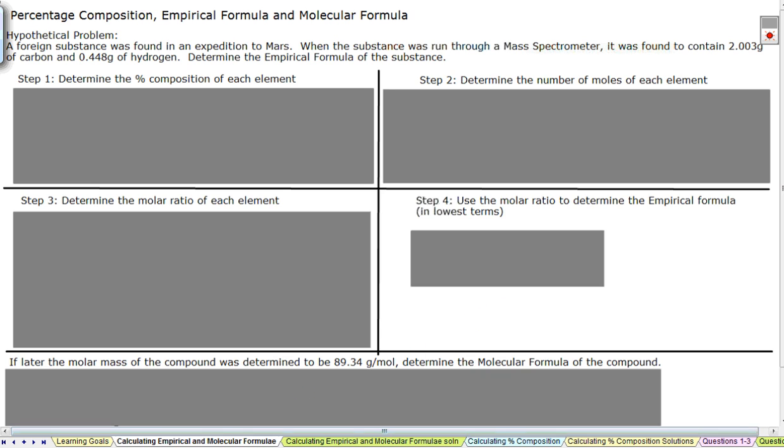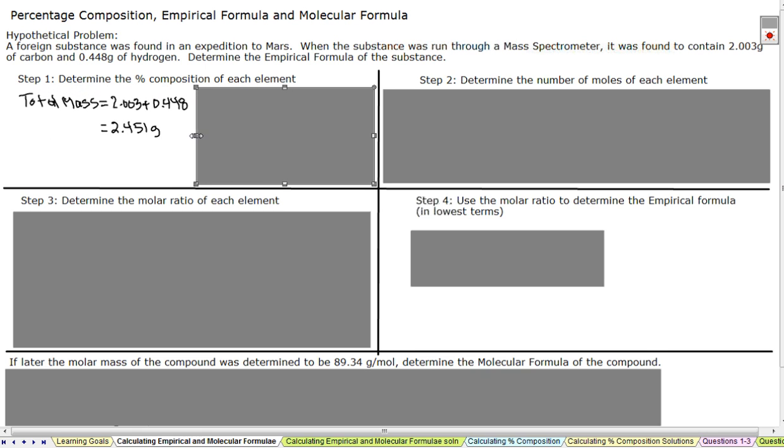Now what I've done here is I've broken this down into different steps, and you may want to take a second, pause the video, and write out each of the steps as I've shown you here. Okay, I'm going to take you through how to do each of the steps. Now step 1, we want to determine the percent composition of each element. So to do that, we first need to determine what the total mass of the compound is, using the information given. So we are told that there was just over 2 grams of carbon and just under half a gram of hydrogen. So we add the two together to get the total mass.